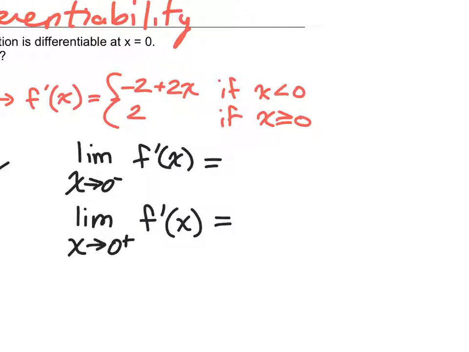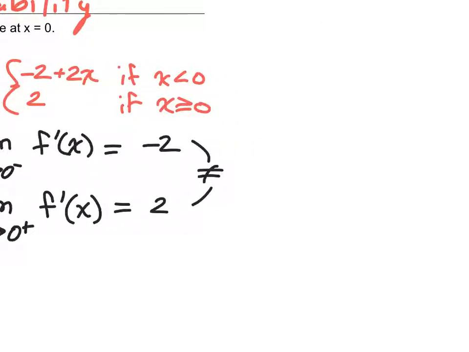So what's the limit as x approaches 0 from the left? So x approaches 0 of this function, negative 2x plus, negative 2 plus 2x. What do we say? Negative 2. What about the other one? Just the 2, it's constant. These are not equal. They need to be equal in order to be differentiable. So what we have here is a contradiction.